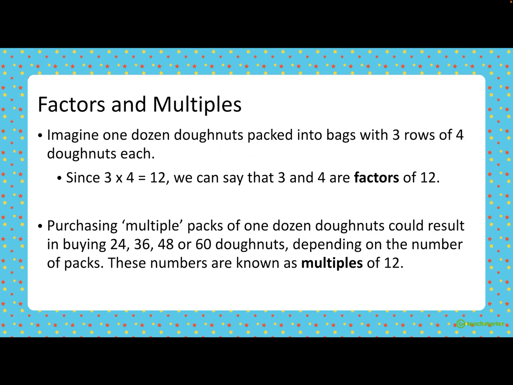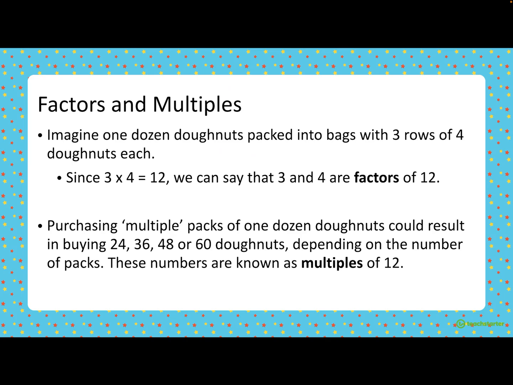Let's talk about factors and multiples. Let's imagine you have 12 donuts packed into 3 rows of 4 donuts each. We would know that that is 3 times 4 because the rows are repeating with the same numbers. So we could say that 3 and 4 are factors of 12 because they multiply together to make 12.